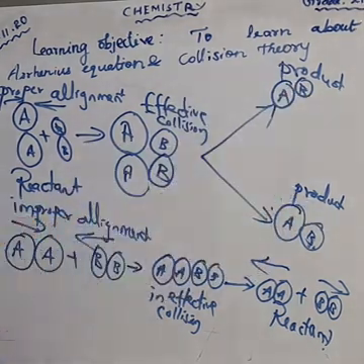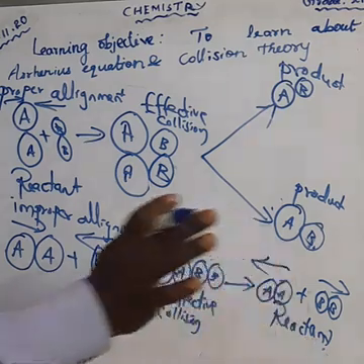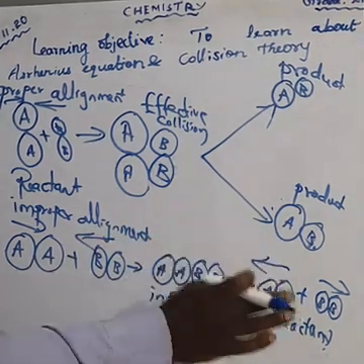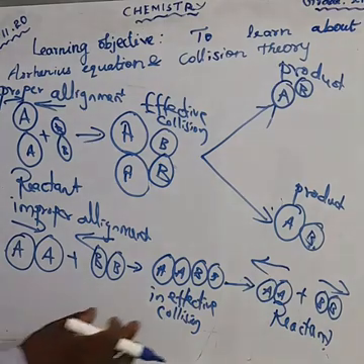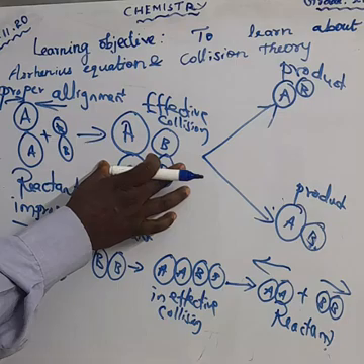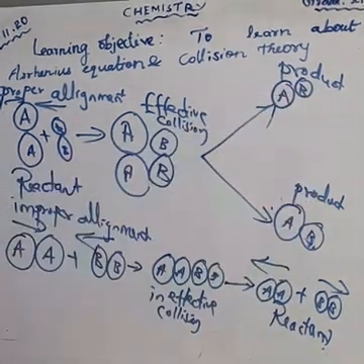Already I told the equation. What is the equation? A2 plus B2 gives 2AB. Am I right? That's the equation. But here we get A like that only, so it is not a product. So we can say it is an improper alignment, an ineffective collision. This is the correct form, effective collision, because we get AB product.